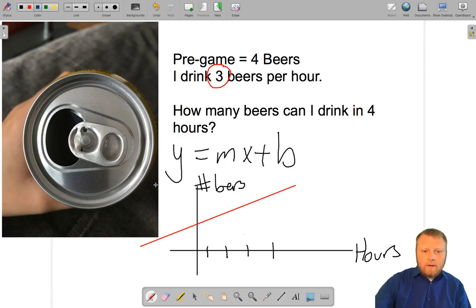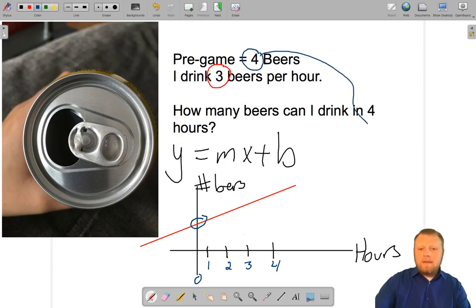All right, well, we know that this point right here is my b because it crosses the vertical axis of beers. And I know I pre-gamed 4 beers. If this is hour 0, hour 1, hour 2, hour 3, and so forth, then at hour 0, I already had 4 beers. They correspond, and that is actually my b. Okay, so we already have that, and we have the slope.